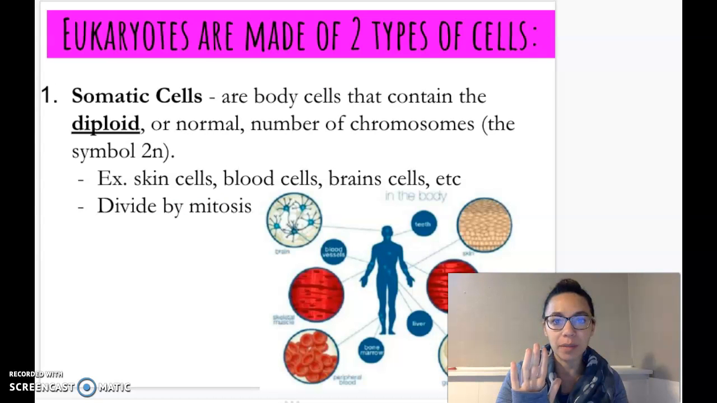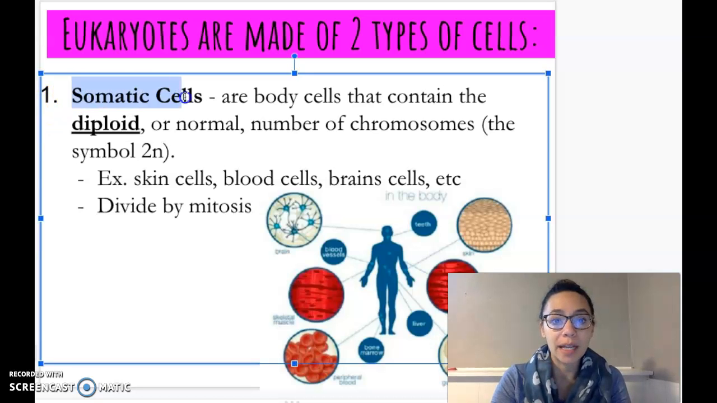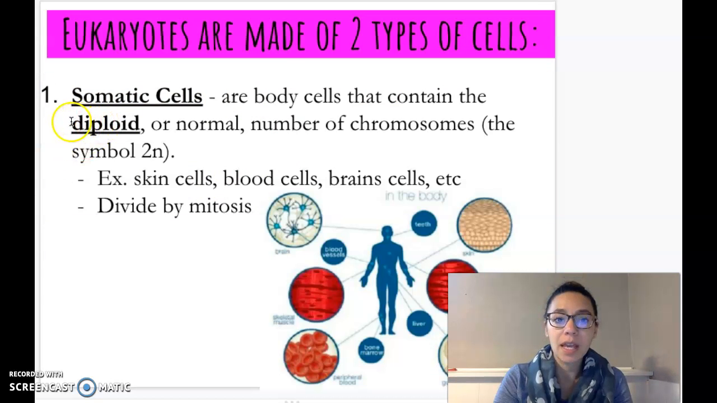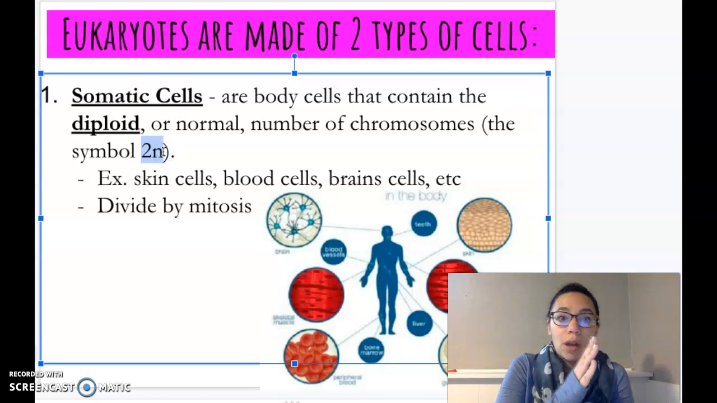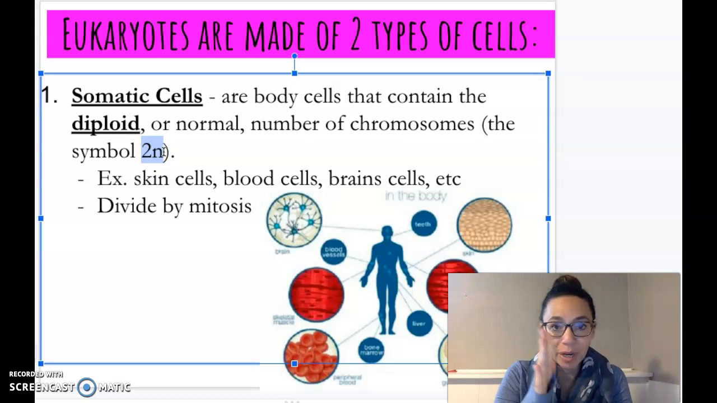So first let's back up a little bit and talk about the two types of eukaryotic cells that I just mentioned. First type is called somatic cells. So the somatic cells are the cells that we've already learned about. These are the body cells. They contain a diploid number of chromosomes. This just means a normal number of chromosomes, which is represented by 2n. So this means we have a pair, essentially, two chromosomes for each pair, right? So humans have 46. That's a 2n number.